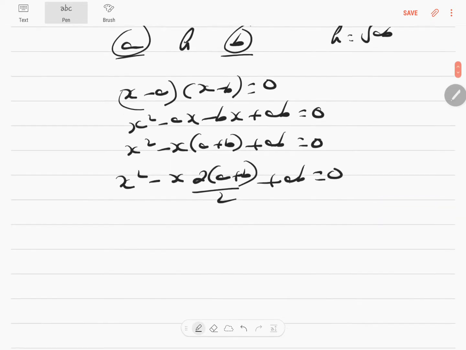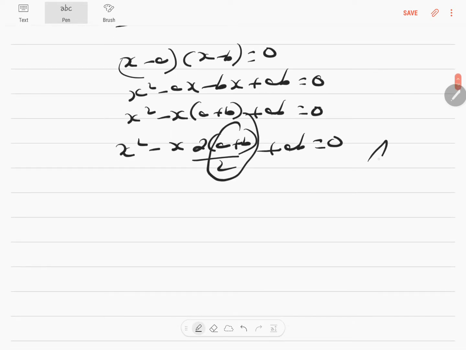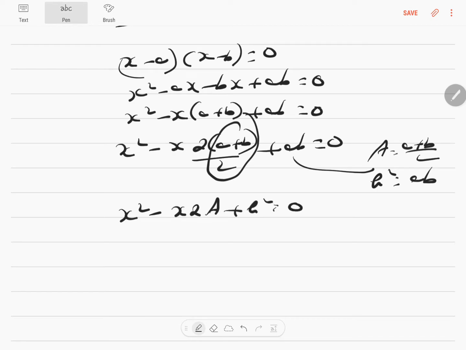Why are we doing that? Because (a plus b) by 2 itself is capital A, as you all know, it's the arithmetic mean. And ab itself is G square, because G is equal to root of ab, so G square will obviously be ab. So replace it: x square minus x into 2 into capital A plus G square is equal to 0. Thus you got a quadratic equation which consists of the arithmetic mean as well as the geometric mean.